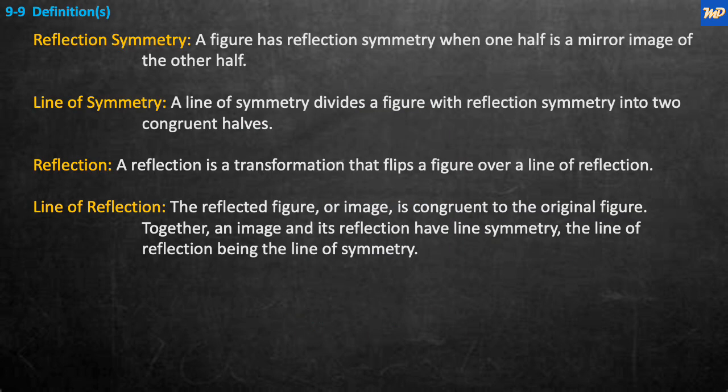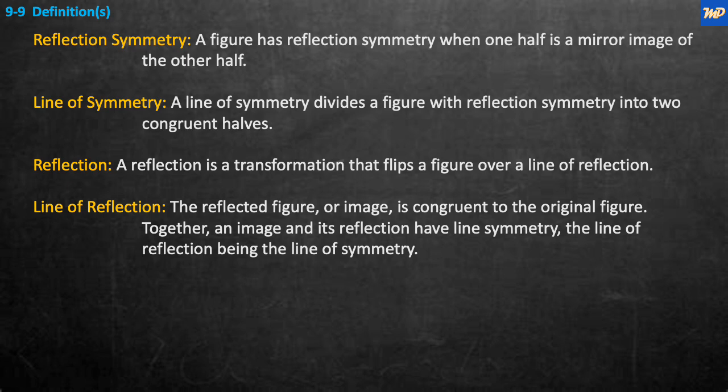Okay, starting with some definitions. Reflection symmetry. A figure has reflection symmetry when one half is a mirror image of the other half. We'll see some of that when we go further into this section. Line of symmetry. A line of symmetry divides the figure with reflection symmetry into two congruent halves. A reflection. A reflection is a transformation that flips a figure over a line of reflection.